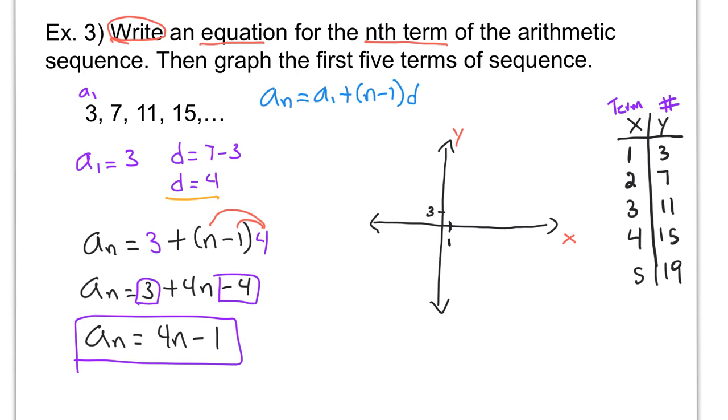That's my first point. Actually, let me change colors. Let me put red. The next one is 2 and then 7. So I'm going to say 7 is right here. So 2, 7. The next one is 3 and we have 11. So I'm going to say 11. So there's the 3. 11 is right here. So I'm going to put 3, 11. And the next one will be 4. And we have 15. So I'm going to say 15 is right here. There's the 15. And we have 4, 15 is right there. I'm just going to put the 4 here. And then the next one is 5.